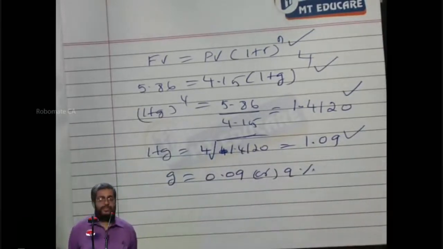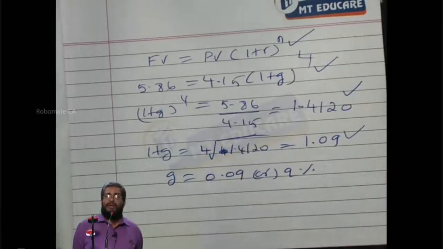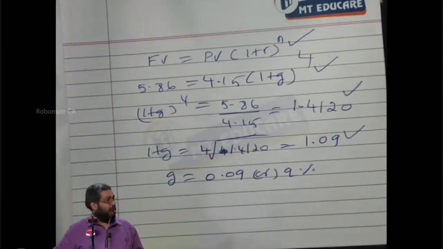Continue writing. The share price should grow at how much percent? 9%. The share price should grow at 9% for the bondholder to earn a return of how much percent? 12%. For the bondholder to earn a return of 12%.